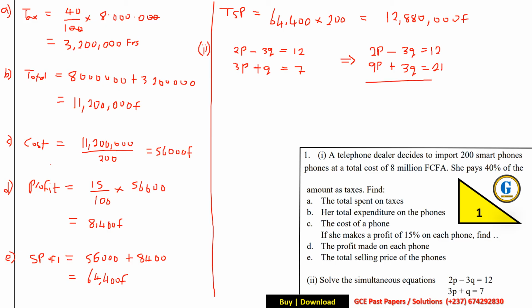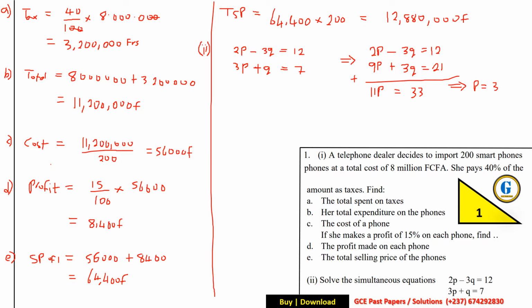If we now add the two equations, equation 1 plus equation 2, we will have 11p to be equal to, minus 3q plus 3q is equal to 0, right? So this will be equal to 33 rather. From here, it implies that, dividing both sides by 11, p will be equal to what? p will be equal to 3.